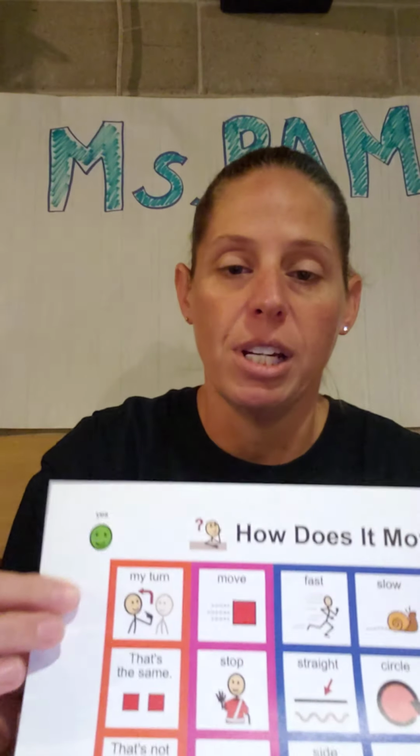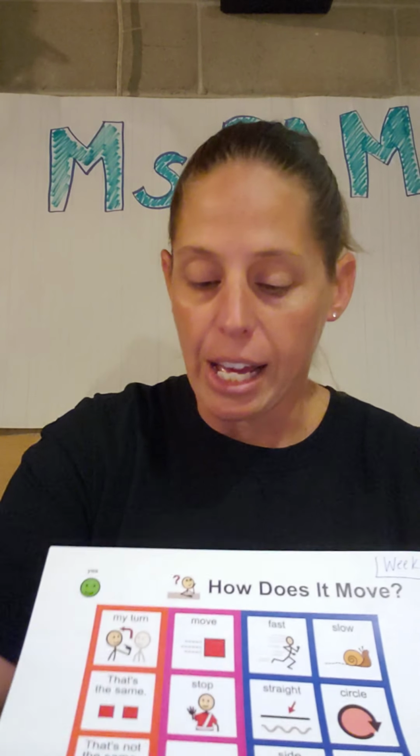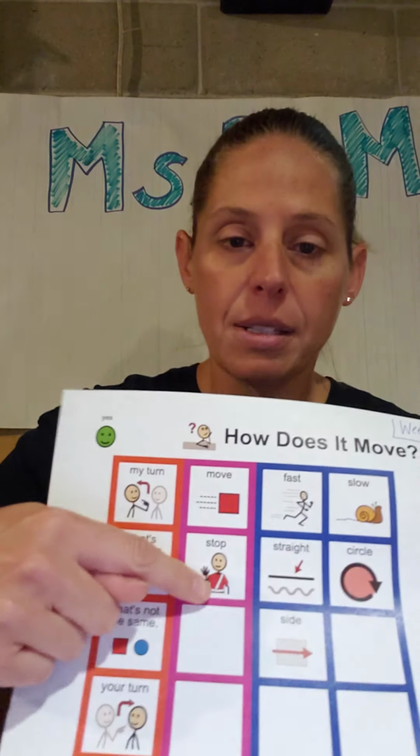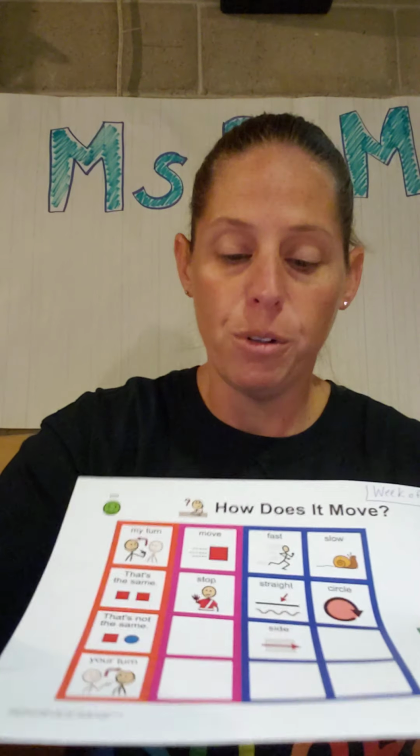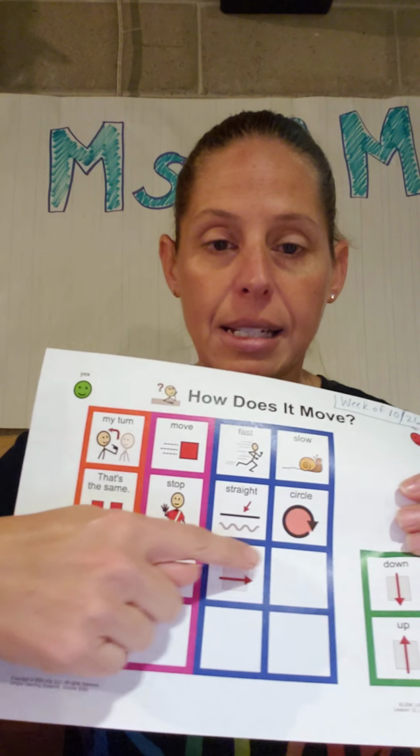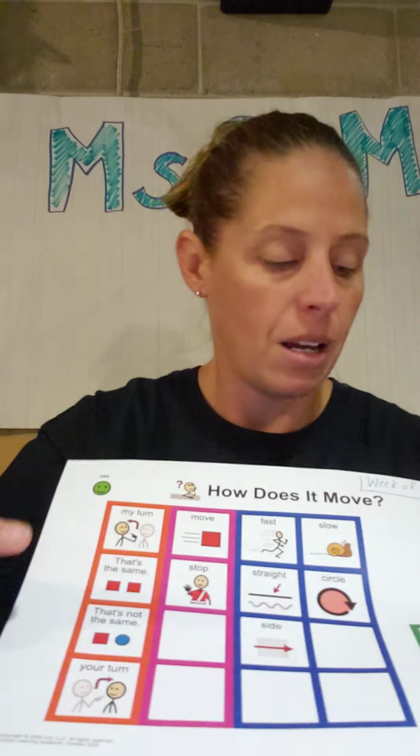So I gathered a ball and a roll of tape. You can have them sit next to you or on the floor, and you're going to have them roll the ball. You can use this board to help guide some questions. So it's my turn. You roll it to your child. Stop. Is that ball moving side to side? Is it moving fast or slow? You can go fast or you can go slow.